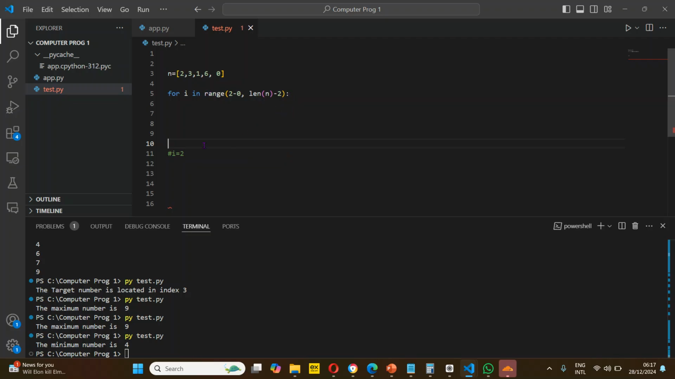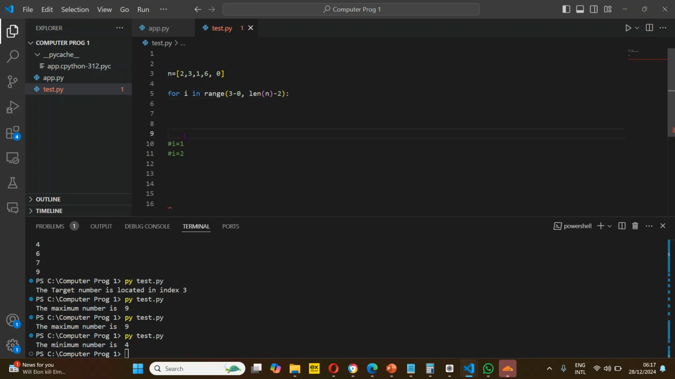Now, looking at this, it will only perform i equal to 2, that is, 0, 1, 2. That is what it will perform. So what if we say 3 minus 0 and this length of n?